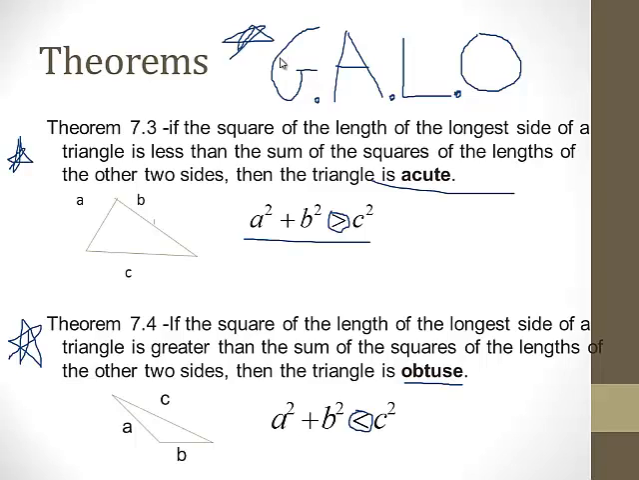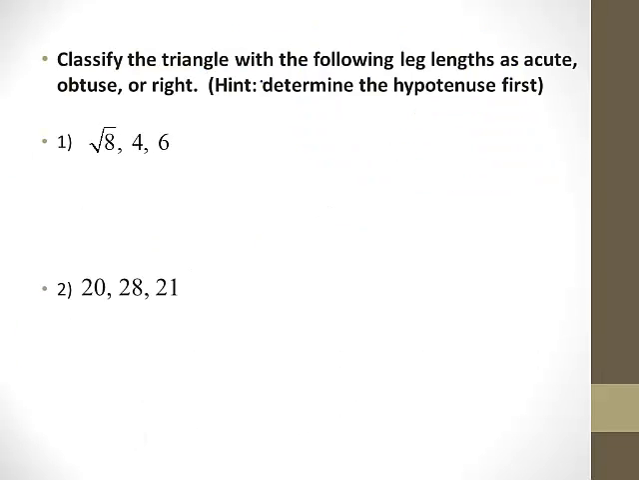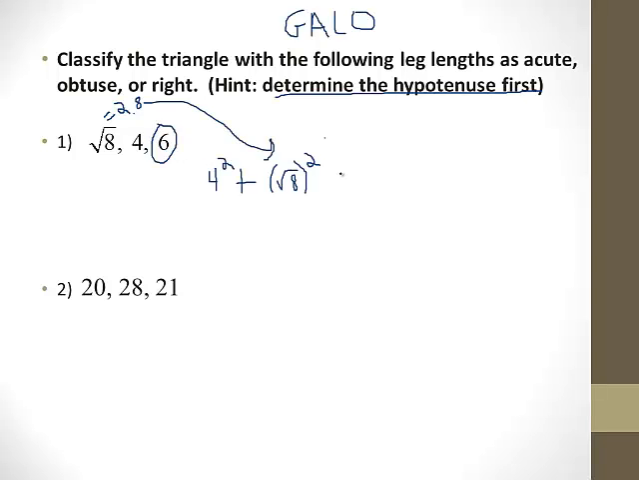See if we can apply it. So classify the triangle with the following leg lengths as acute, obtuse, or right. So determine the hypotenuse first. That is the main thing, because a lot of people just kind of go on automatic pilot and don't really actually figure out which one is the hypotenuse. So in this, if I plug this into a calculator, just for reference sake, this is about 2.8. So the largest one would be C. C is the greater one.